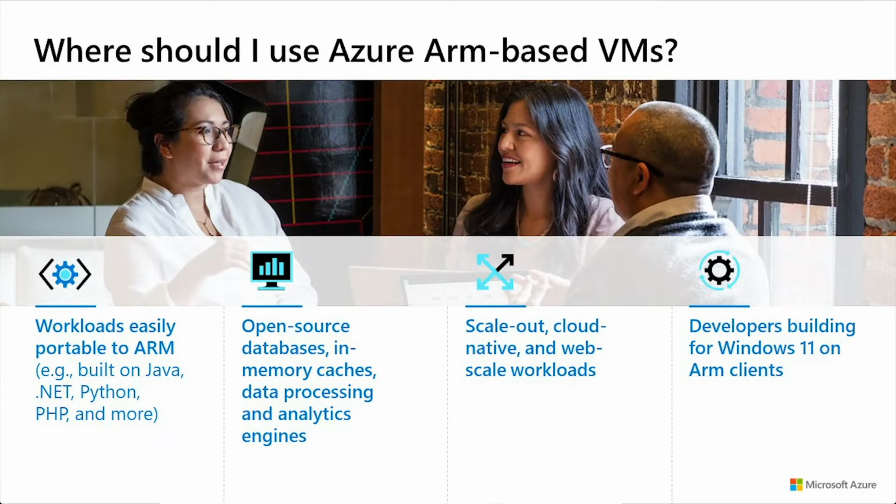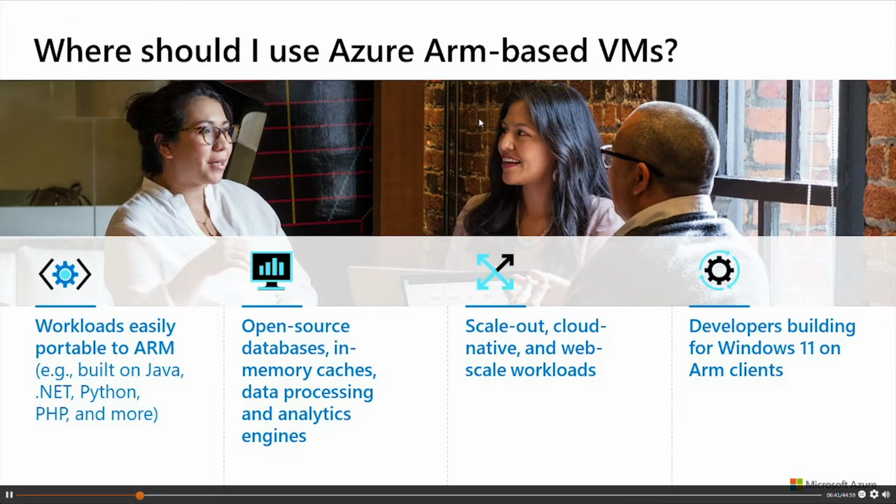Customers tell us they're using ARM VMs in a growing number of workloads, and there's broader support for ARM in the ecosystem now than there's ever been. Many workloads built on Java, .NET, Python, PHP, and interpreted languages run on ARM with minimal porting effort. Users of open source databases, such as Postgres or MySQL, and in-memory caches, such as Redis and Memcached, can also deploy on ARM with little to no changes to their application code.